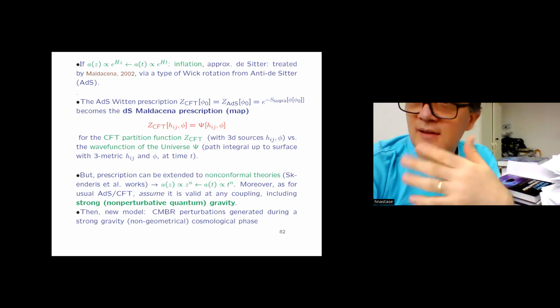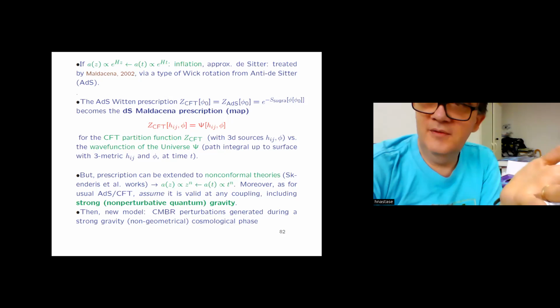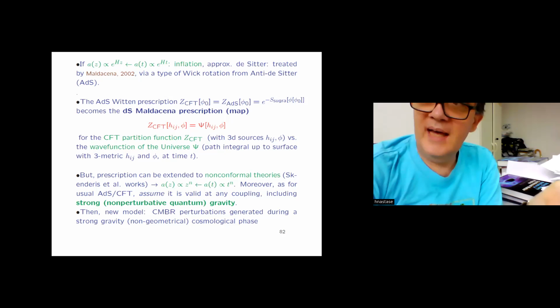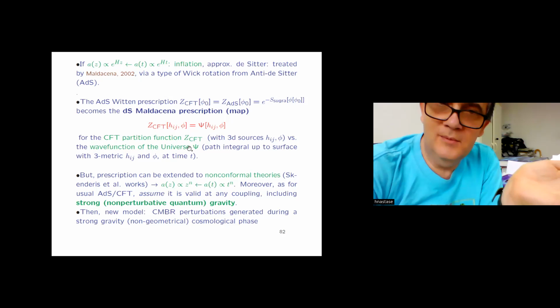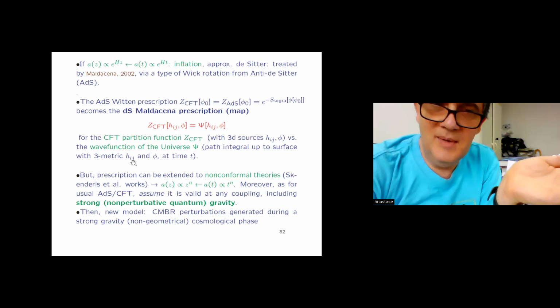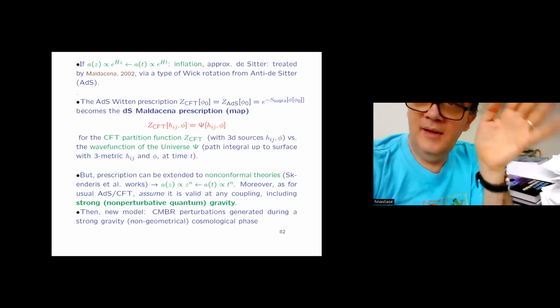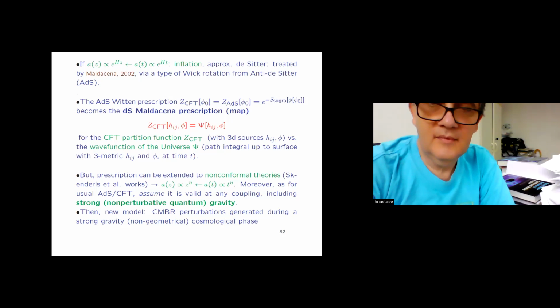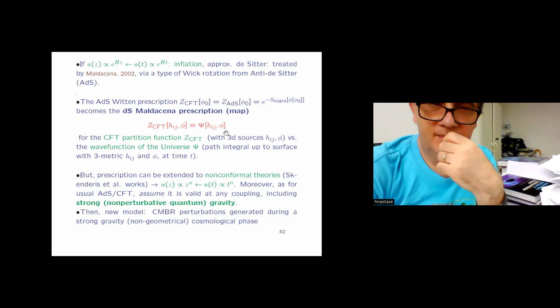So what is a wave function of the universe? If you're following quantum gravity, you probably know, but the wave function of the universe is the path integral up to a surface where I define the values that the wave function depends on. So the 3-metric and the phi at some time t. So one does a path integral over everything with these boundary conditions. Okay, so that is the prescription of Maldacena.